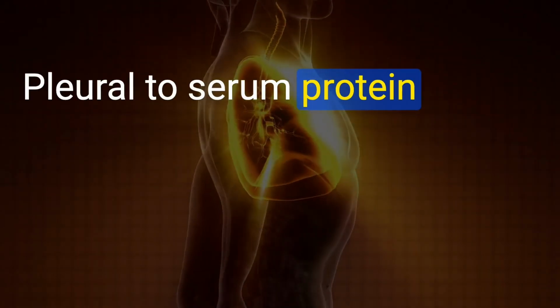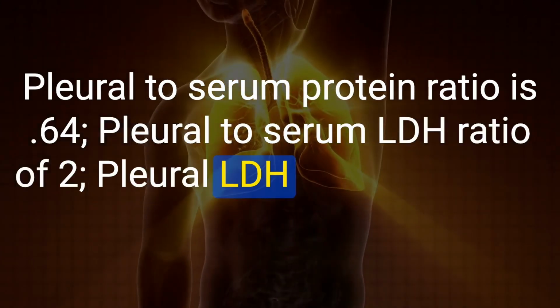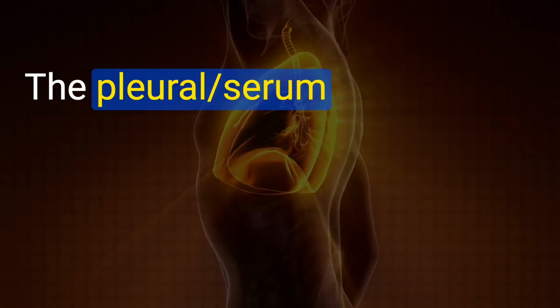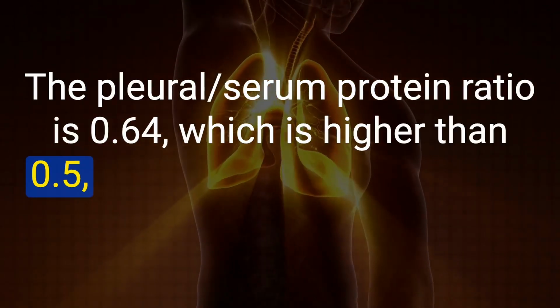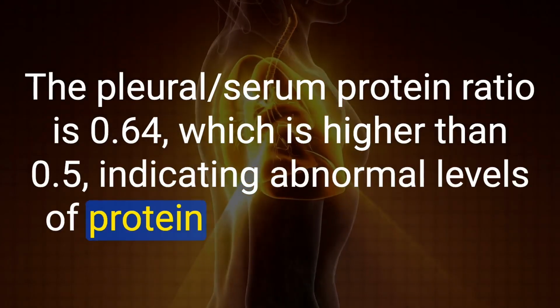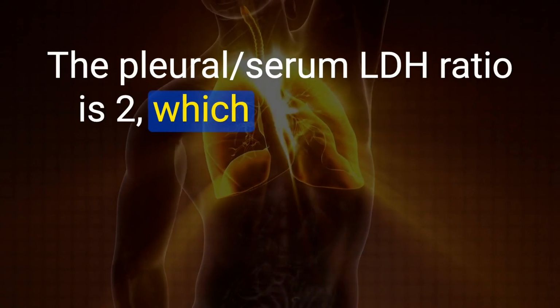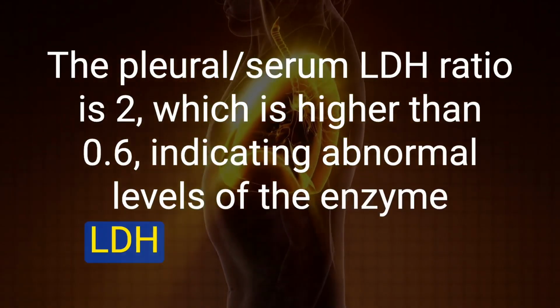83. How would you interpret the following thoracentesis pleural fluid sample? Pleural to serum protein ratio is 0.64, pleural to serum LDH ratio is 2, pleural LDH greater than 2/3 the upper limit of normal of serum LDH. The pleural to serum protein ratio is 0.64, which is higher than 0.5, indicating abnormal levels of protein in the pleural fluid. The pleural to serum LDH ratio is 2, which is higher than 0.6, indicating abnormal levels of the enzyme LDH in the pleural fluid.